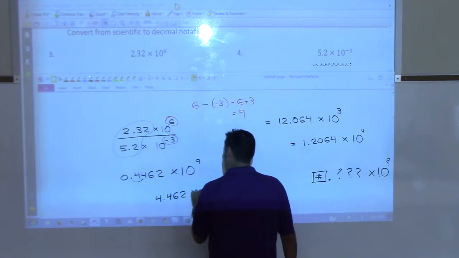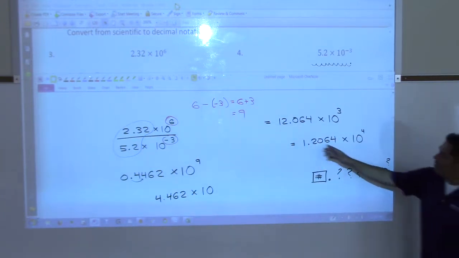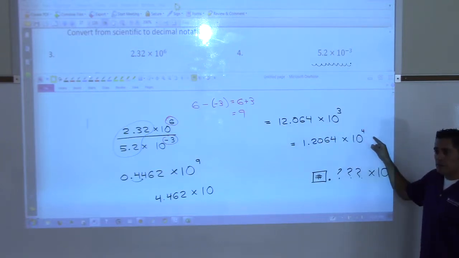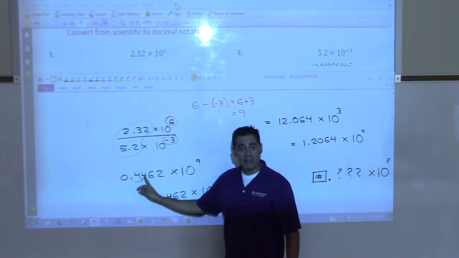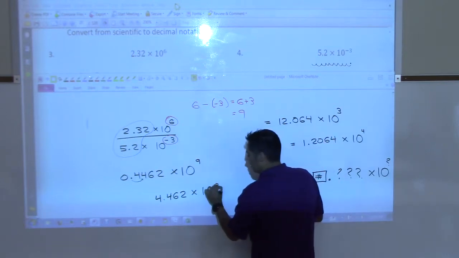4.462 times 10 to the, now this is the thing I think people get messed up with. Here, we move the decimal point left and our number grew, right? Here we're moving the decimal point to the right, and so this number is going to shrink. It's going to come down to 8.